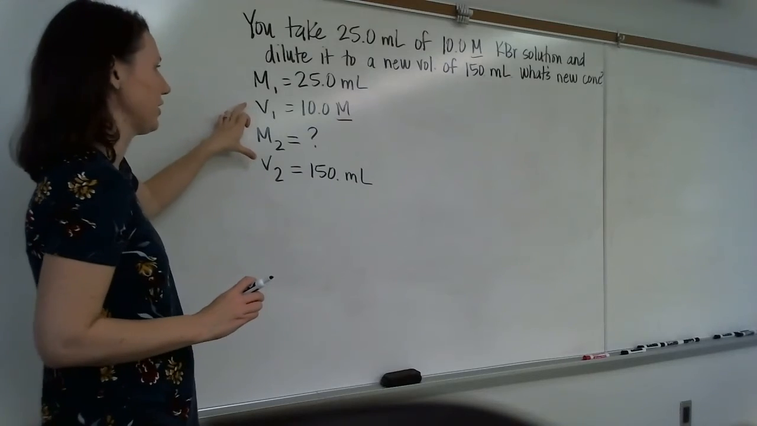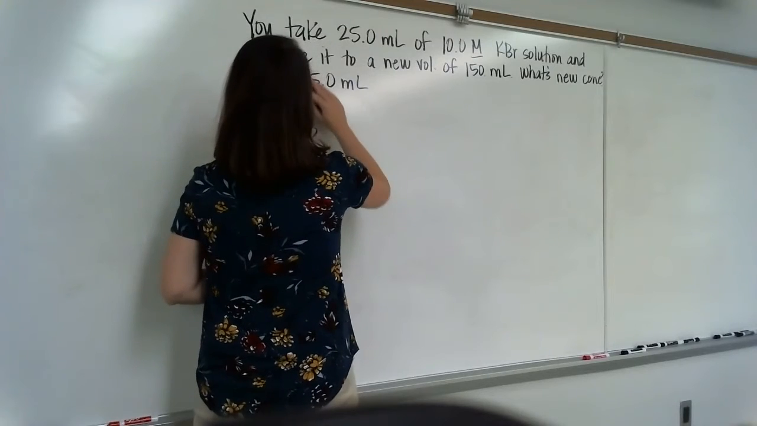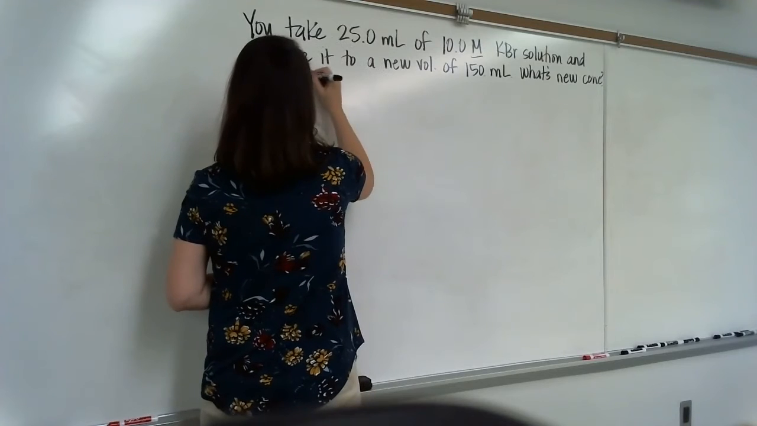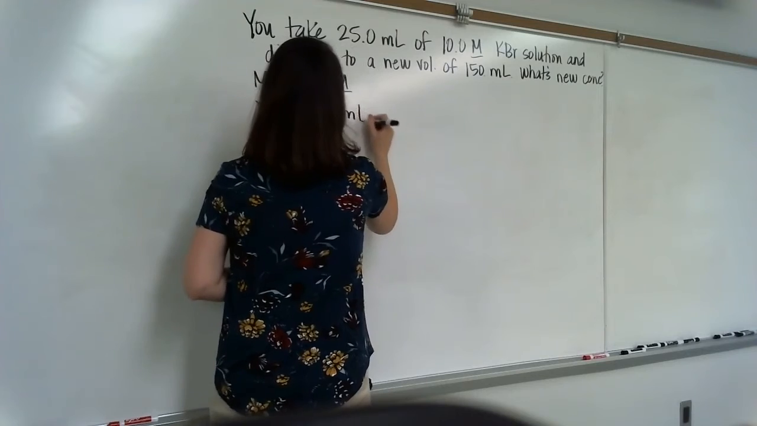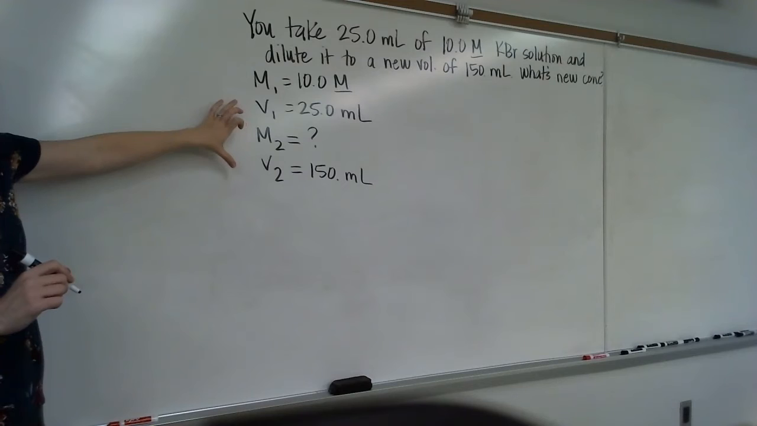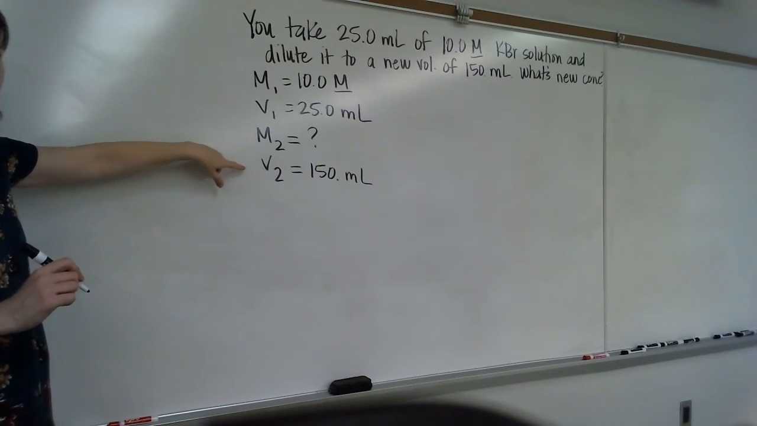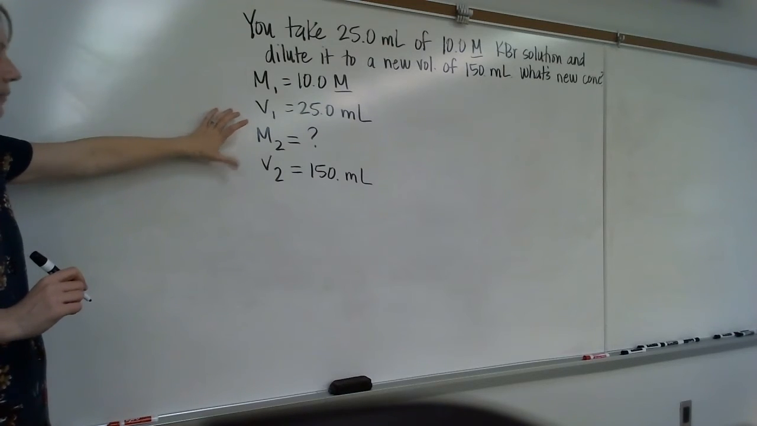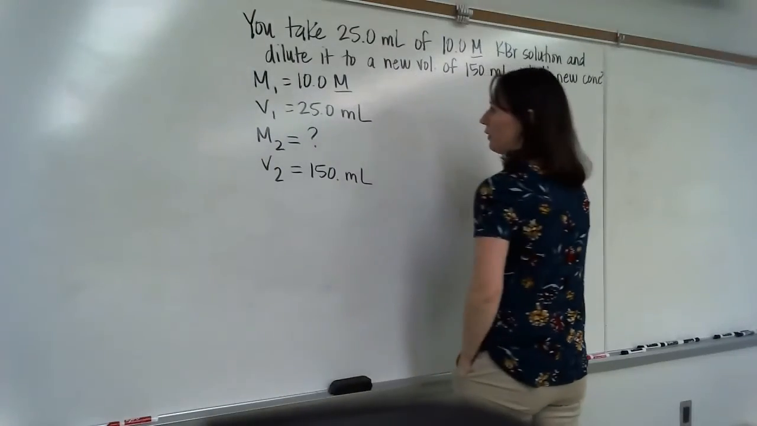Now, I wrote that in the wrong spot, didn't I? All right, those two backwards. 10 goes here, and 25 goes here. So long as your volumes match, that's all that matters here, okay? If this one was in liters and this one was in milliliters, that would be a train wreck. But because these two match, we don't need to do any converting. They're the same.